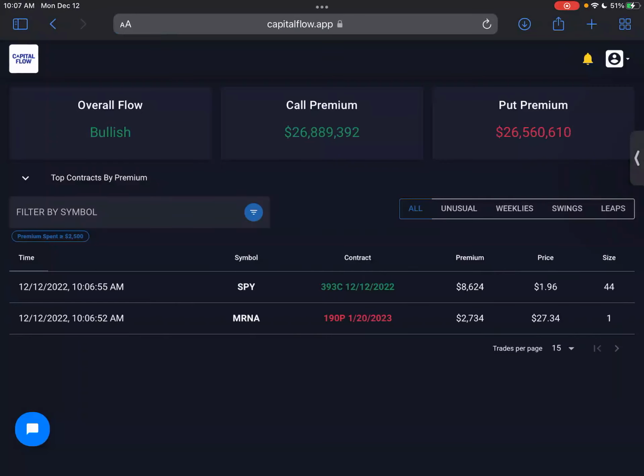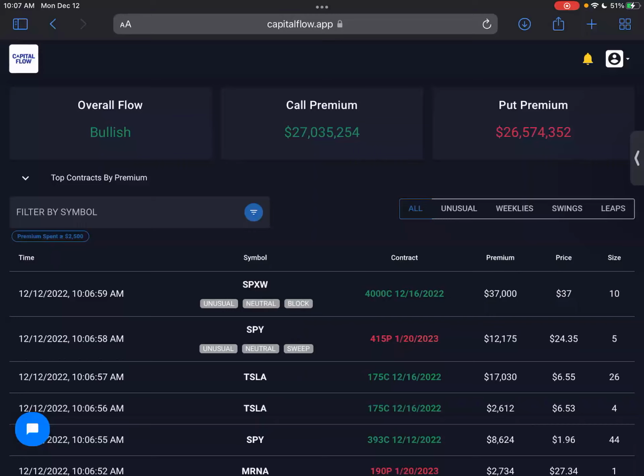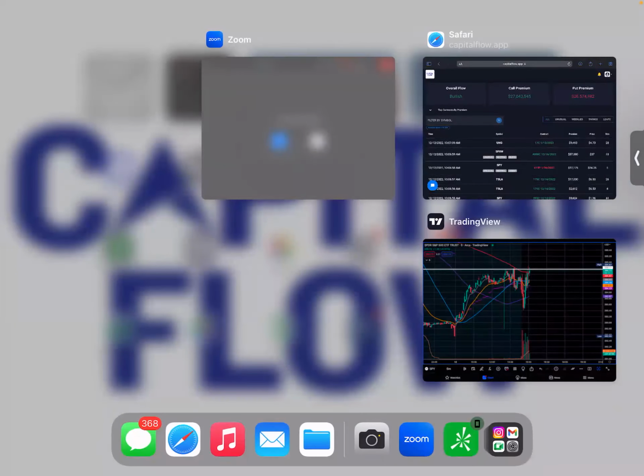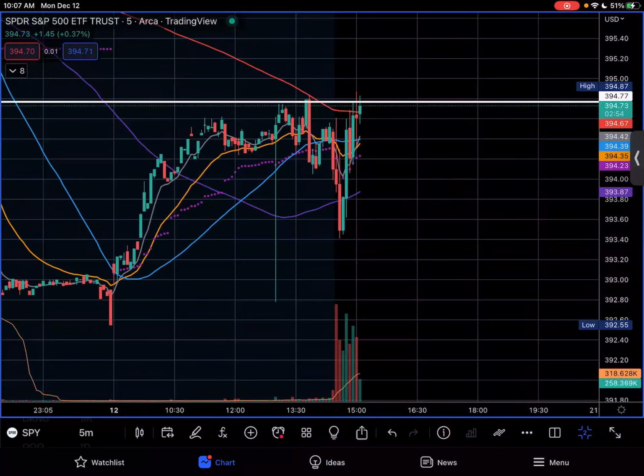The overall flow is bullish, but it's bullish by even, under $1 million, which is not a lot when you consider all of this money. So it's really kind of tied right now. So we just got to be patient and see who wins for the morning. But the bears are holding up real strong at this level right here.